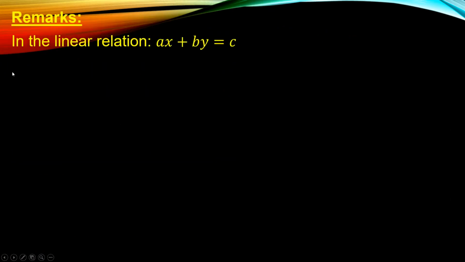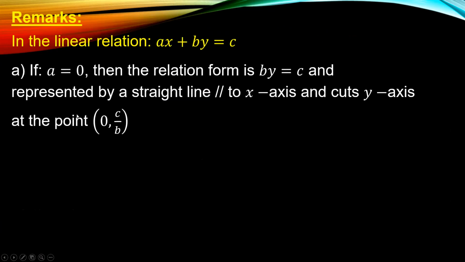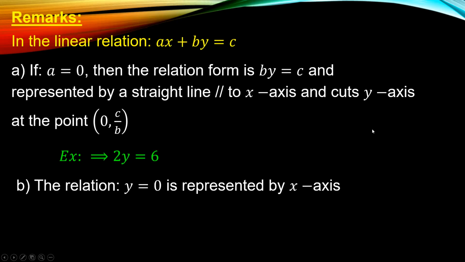Remark. In the linear relation ax plus by equals c, letter A: if a equals 0, then the relation form is by equals c and is represented by a straight line parallel to the x-axis and cutting the y-axis at the point 0 and c over b. For example, 2y equals 6. Letter B: the relation y equals 0 is represented by the x-axis.